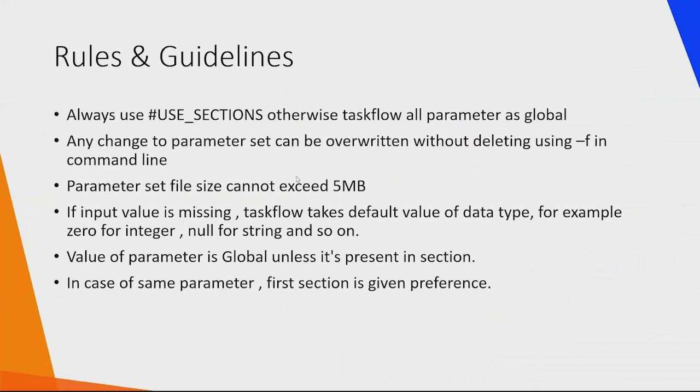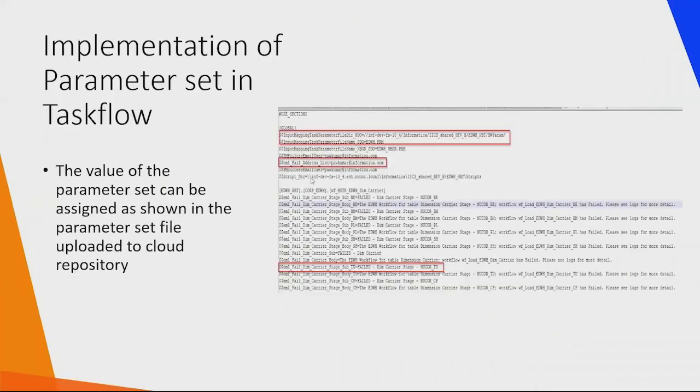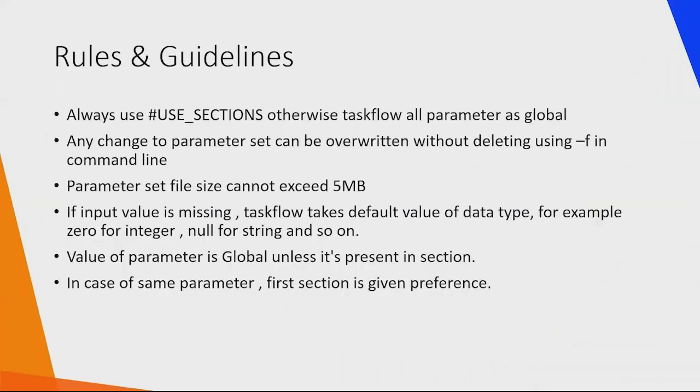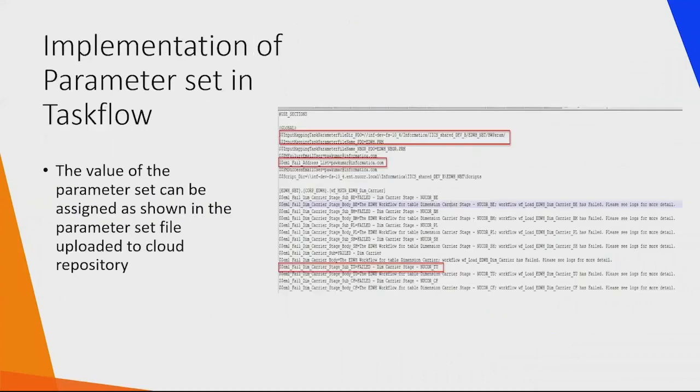So there are some rules and guidelines which we should follow with respect to this parameter set. First thing is, you always use the use section in the parameter file which gets uploaded as a parameter set. Otherwise, if you don't use that, when the job runs, the task flow runs, it will consider everything as global, and it will treat everything as global.